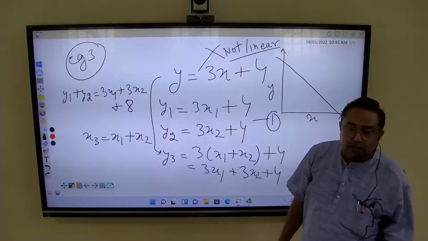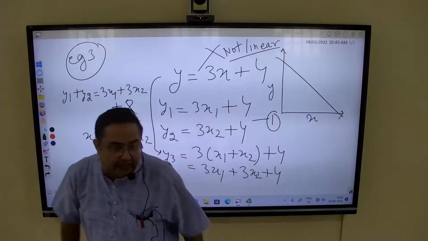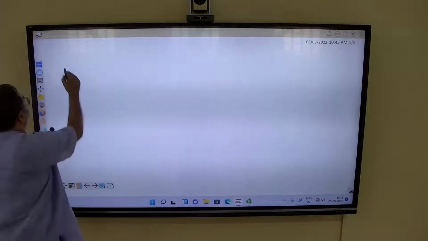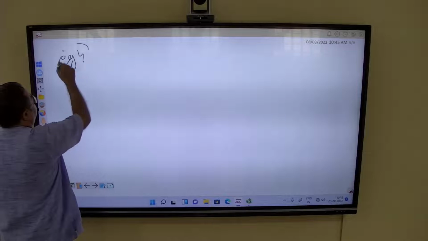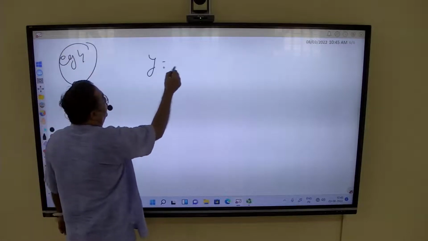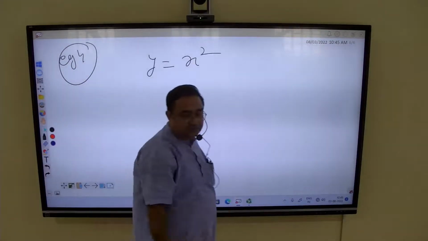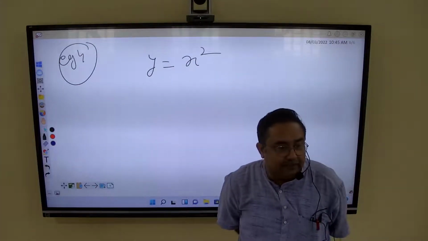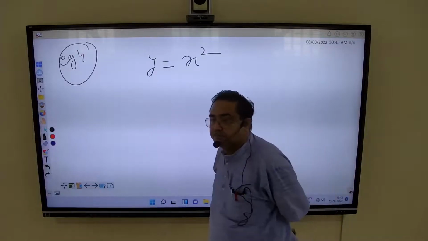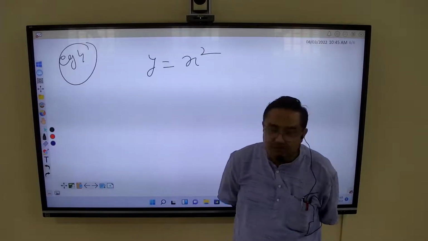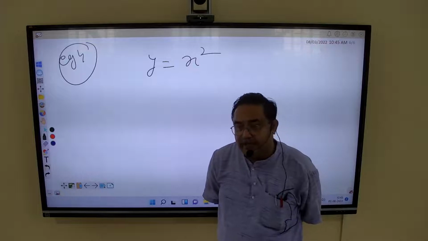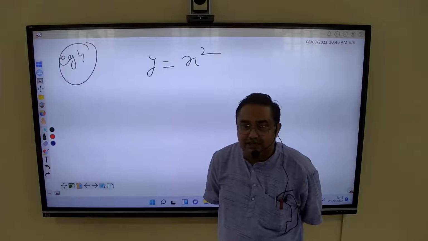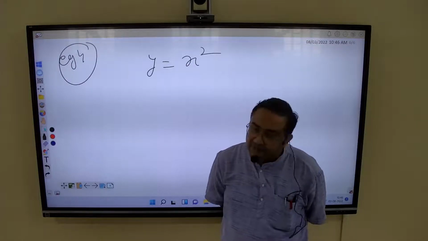So likewise, mathematically you can verify any system to be linear or not. Okay, for example, another example I give you: y is equal to x square. This is the equation from the mathematics point of view. This is the equation of whom? Parabola. This is the equation of a parabola. Okay, and the graph itself signifies that it is non-linear. We can verify it also.